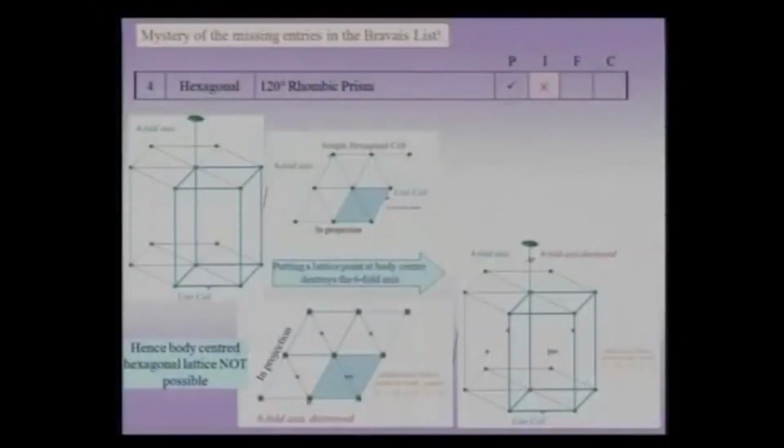You can make crystals out of hexagonal lattices which may not have this pure 6-fold rotation axis, but hexagonal crystals always have this kind of a characteristic symmetry, and once I have destroyed this characteristic symmetry by putting additional points here, then such a lattice is not allowed under the hexagonal class.